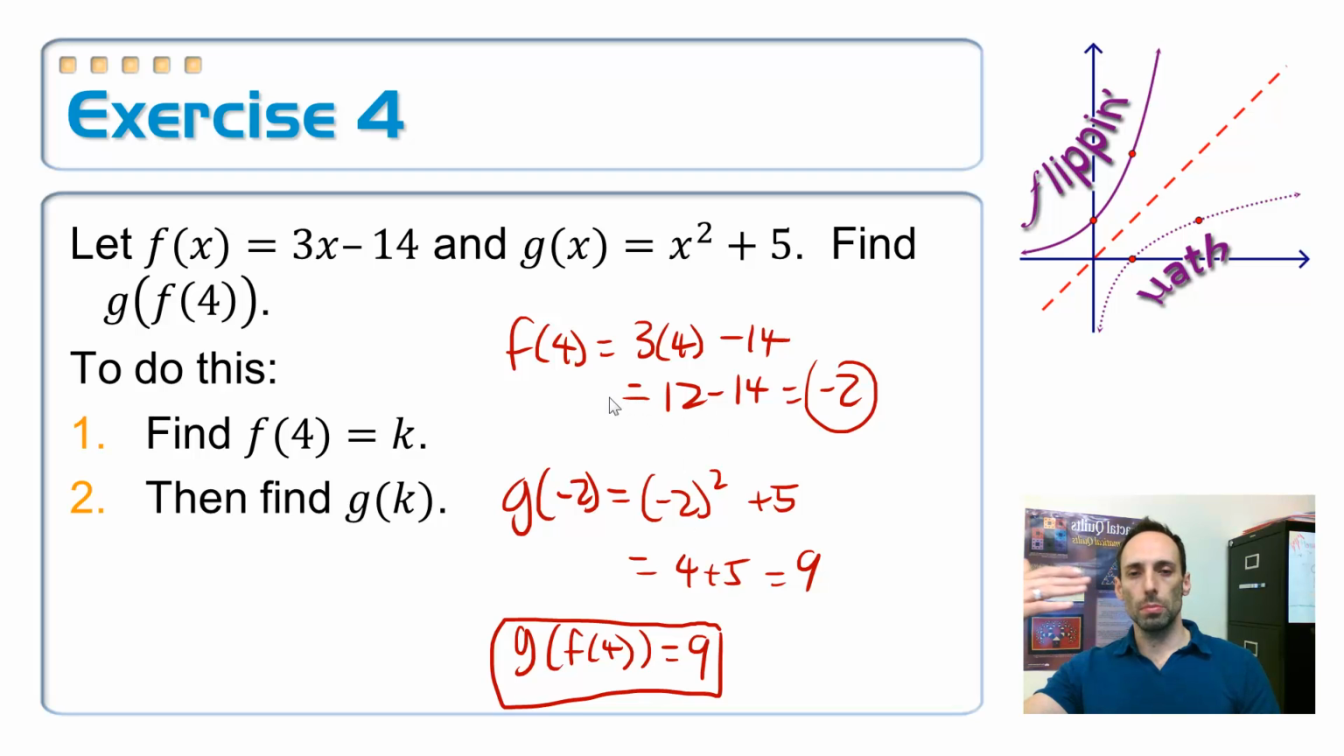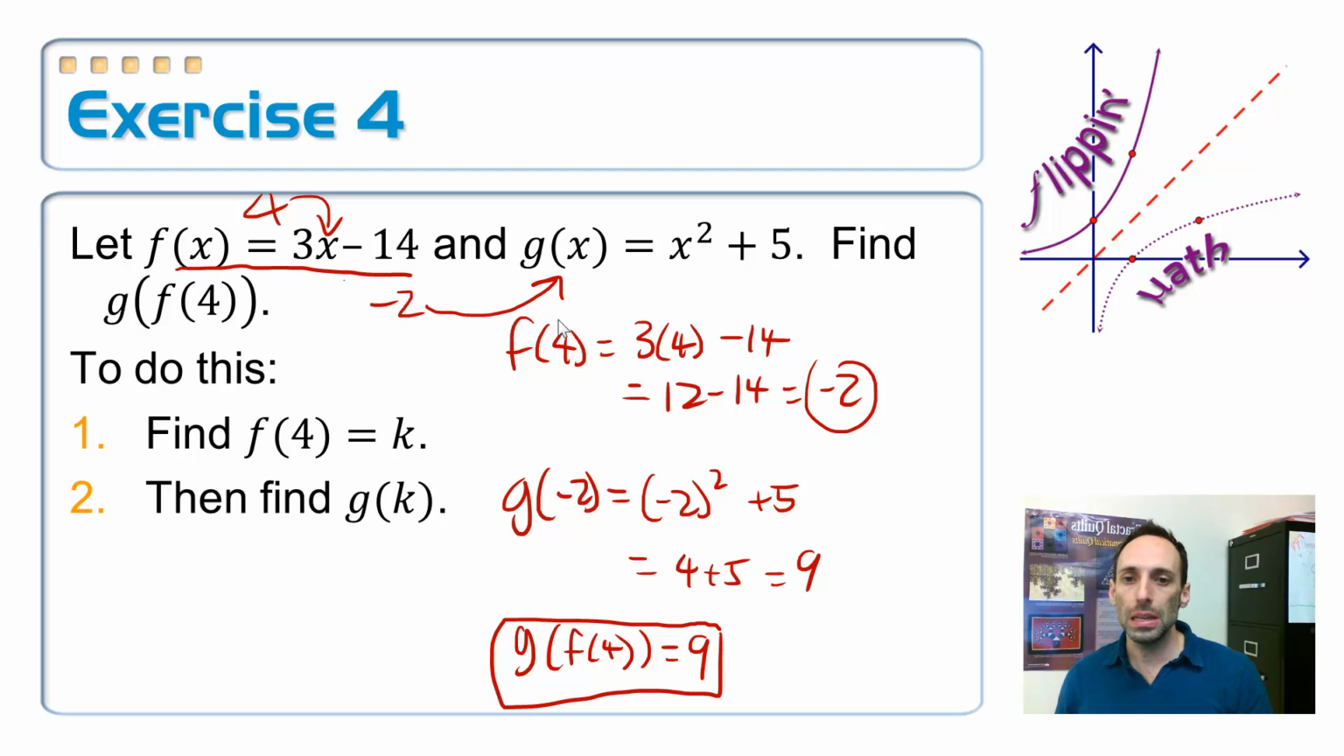So let me talk to you about the domain thing that we were looking at before on this very, very simple case here. The original input came from the interior function, right? I'm going to stick 4 in there. Its output came from the range of f of x. Its range was negative 2. That has to be in the input. It has to be in the domain of g of x in order for me to be able to use it. In this case, it was all real numbers, so I didn't have to worry about anything.